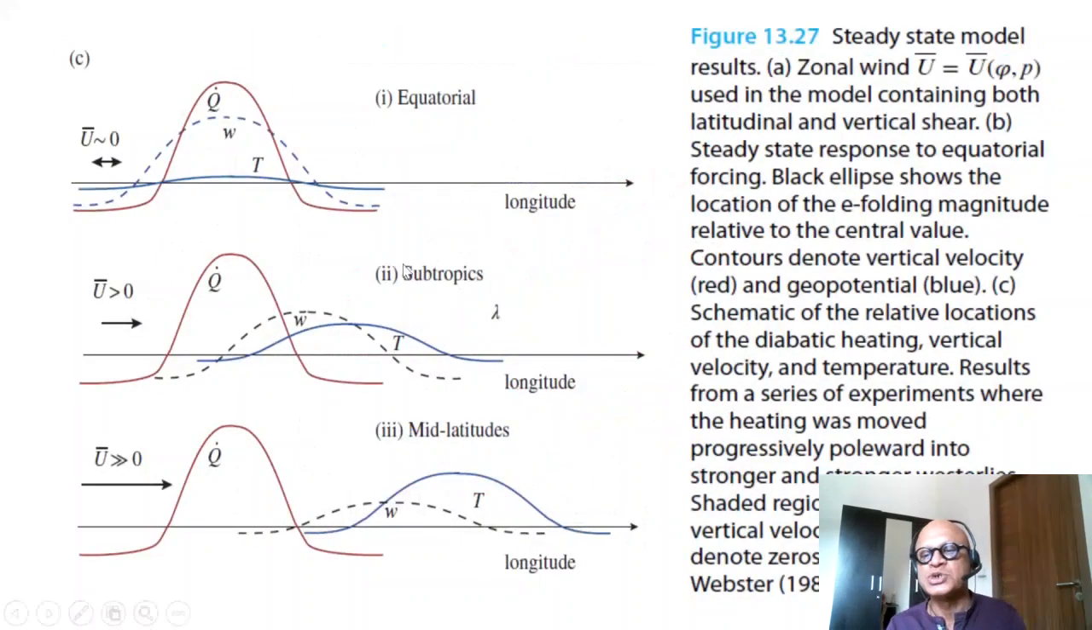So C here is showing the schematic of the relative locations of diabatic heating, vertical velocity, and temperature. Results from a series of experiments where the heating was moved progressively poleward into stronger and stronger westerlies. Okay, so what happens when the diabatic heating itself is in a strong zonal stretching region with westerlies. Shaded region denotes upward vertical velocity. Bold contours denote zeros. This is from this paper that you can look up.